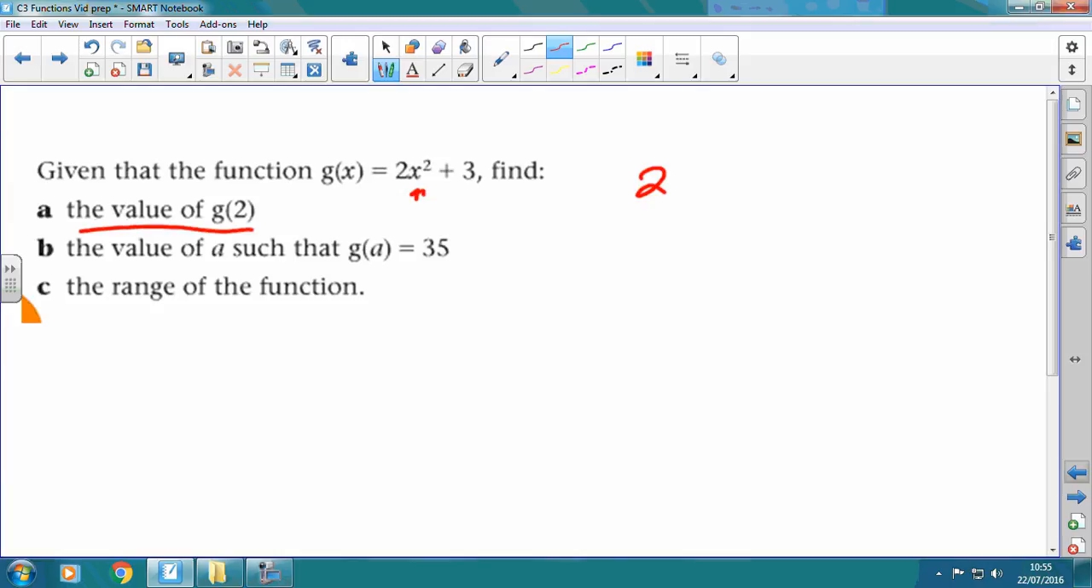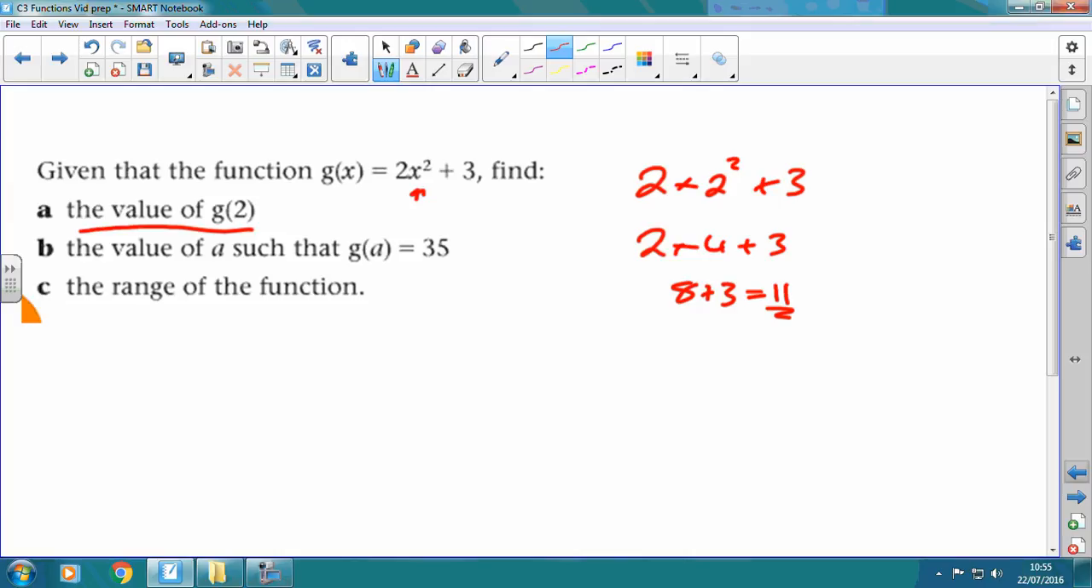So it's going to be 2 lots of 2 squared plus 3. And again, we're in A level, so don't make this mistake. Don't do 2 times 2 and then square it. We do the 2 squared and then times that by 2. So that's going to be 2 times 4 plus 3. So that's going to be 8 plus 3, which equals 11.